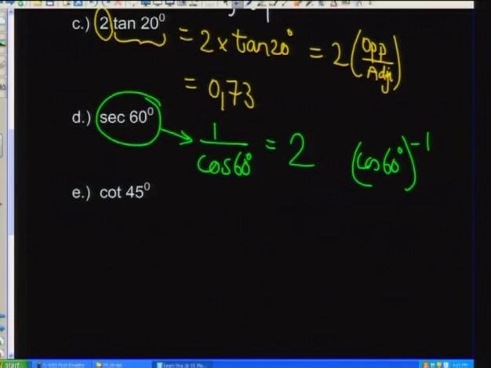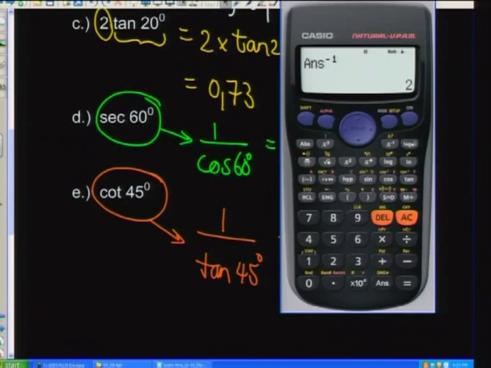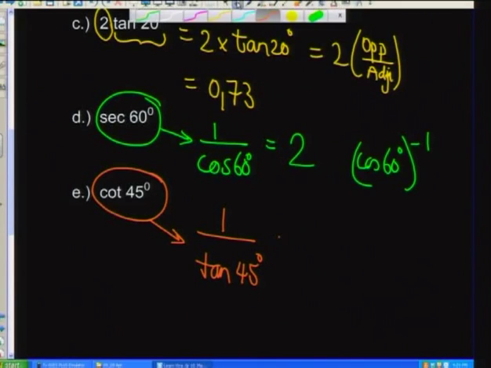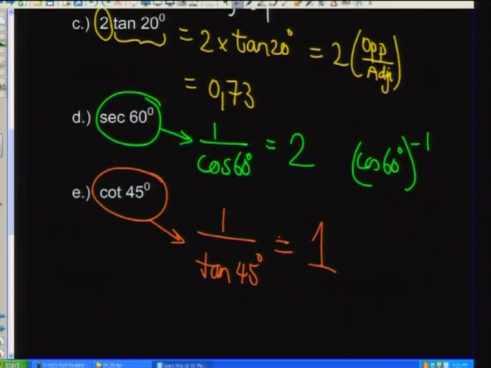And then the cot of 45. The cot of 45 is 1 over tan 45 degrees. On your calculator that's going to give us tan of 45 degrees, which we get as 1, and then we need to take the reciprocal of that, which is also 1. So tan 45, reciprocal is 1, so that is 1 as well.